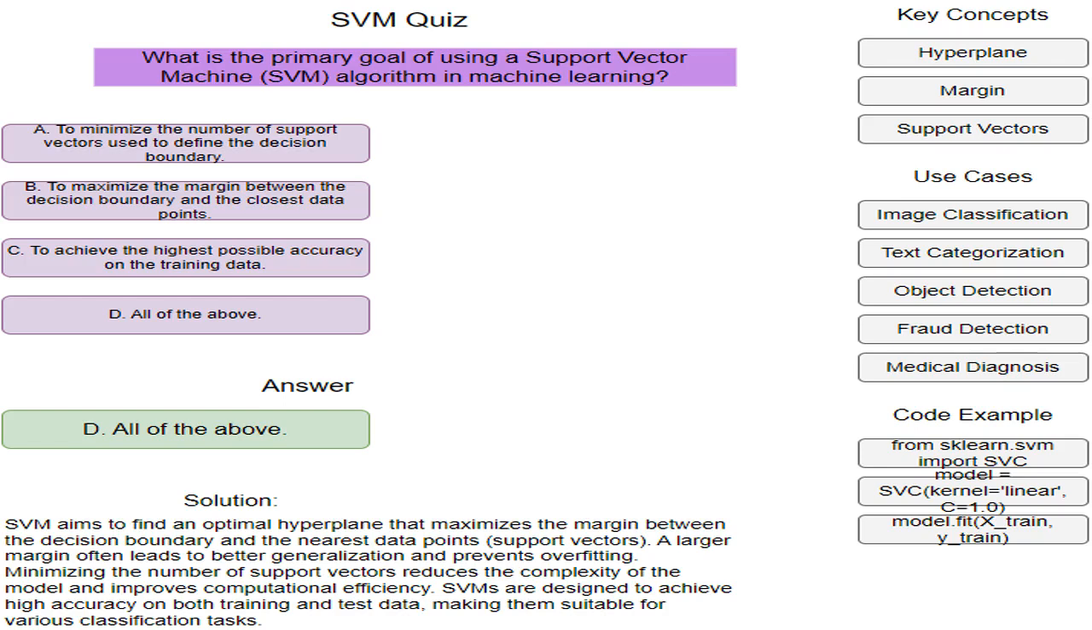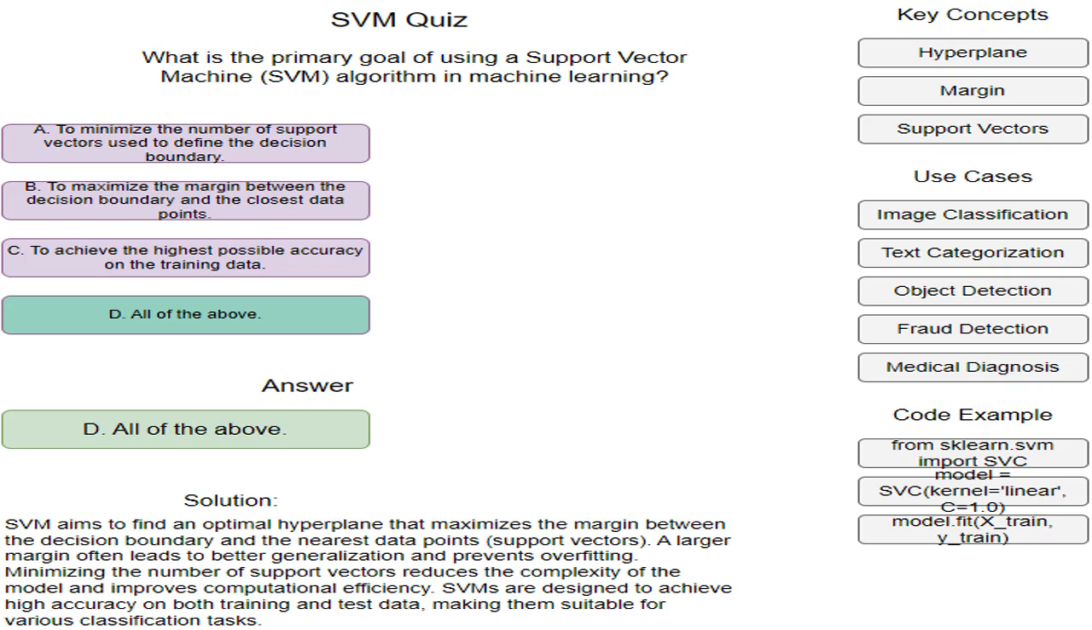What is the primary goal of using a support vector machine (SVM) algorithm in machine learning? A. To minimize the number of support vectors used to define the decision boundary. B. To maximize the margin between the decision boundary and the closest data points. C. To achieve the highest possible accuracy on the training data. D. All of the above.